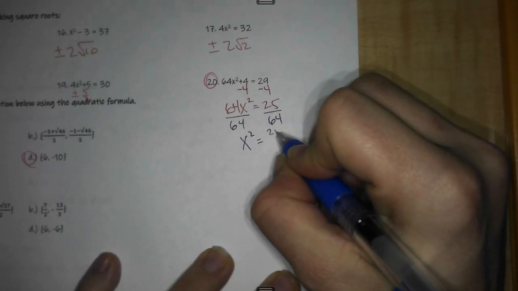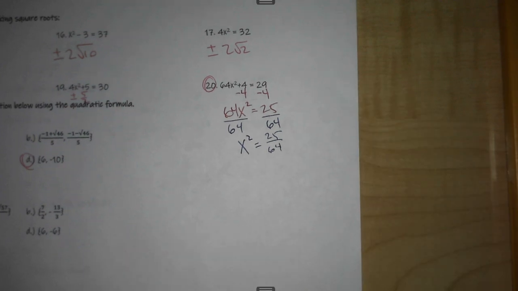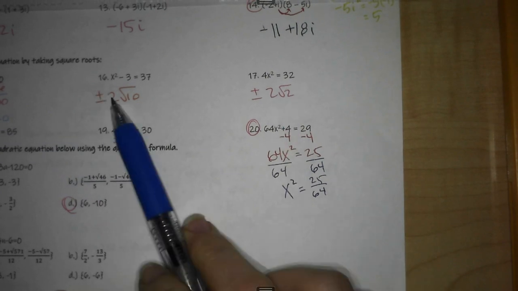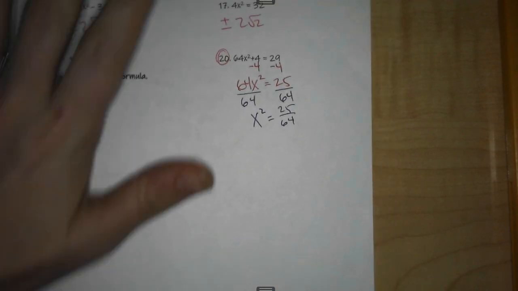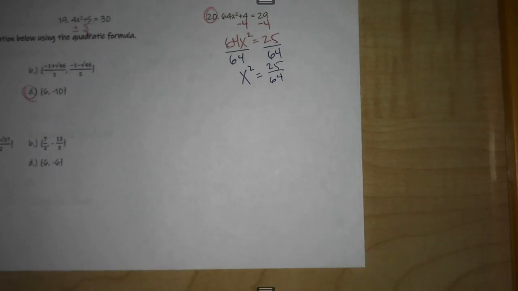We haven't done an example with fractions yet, and I think that on your test you're going to see questions more like this. However, this is a possibility. So we're going to leave it as 25 divided by 64. Then remember, we're going to take the square root.